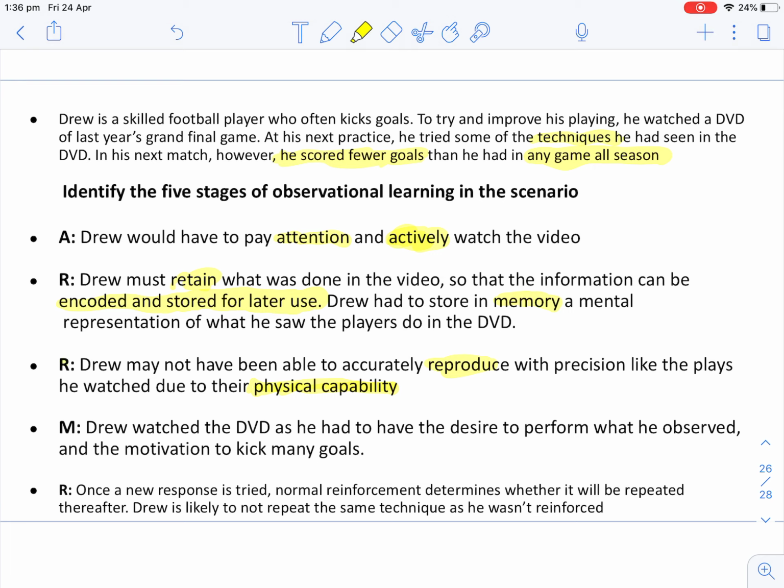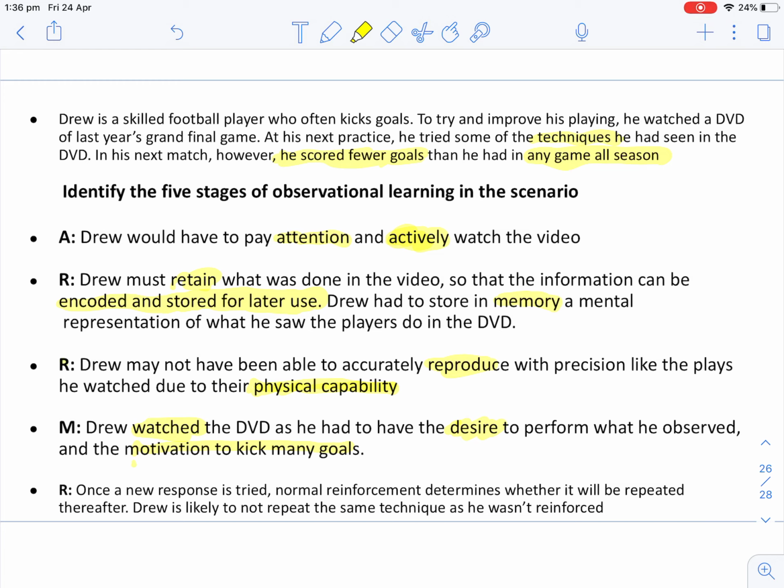Motivation. So Drew watched the DVD as he had the desire to perform what he had observed. So his motivation was to kick a lot of goals. So back to those keywords there. Oh, he watched the DVD. It doesn't say wanted. Sorry, I read it wrong. And the motivation to kick a lot of goals. So he did really want to do that.